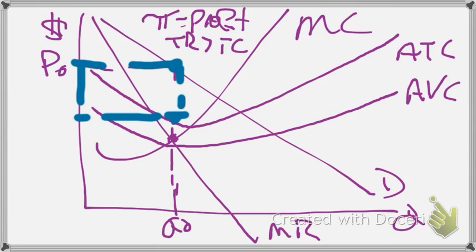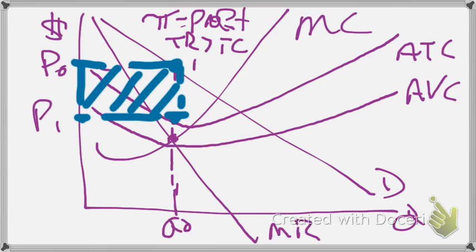So therefore, on the test, they often ask you to shade in that area and to label it. I'm going to label it P1, A, B. So now I know my profit is the shaded area P1, P0, A, B. And that is the foundation of the two graphs that are often asked for on the test.